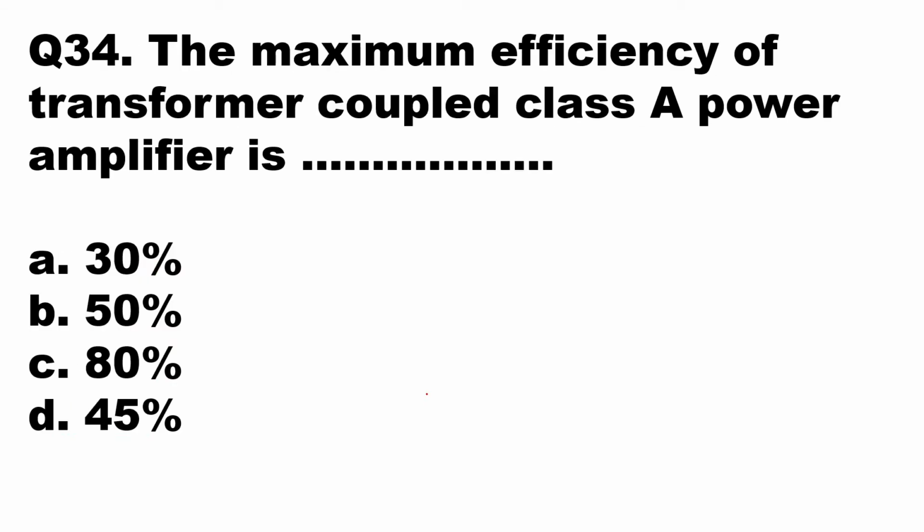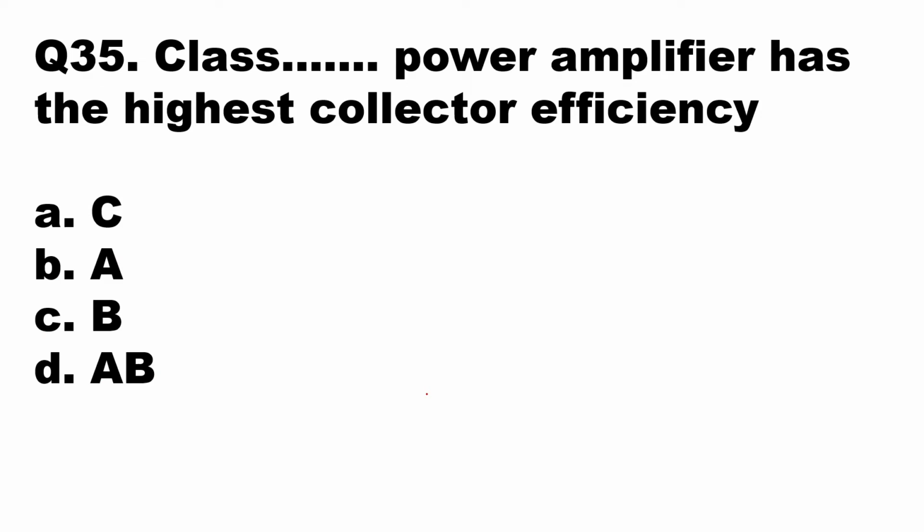The maximum efficiency of a transformer coupled class A power amplifier. Now in our last question, we saw a resistance loaded class A, and in that it was 25%. Now when you use a transformer coupled class A amplifier, the efficiency will improve, and that will be around 50%. So here option B will be the right answer, 50%. Then we'll go to the next question.